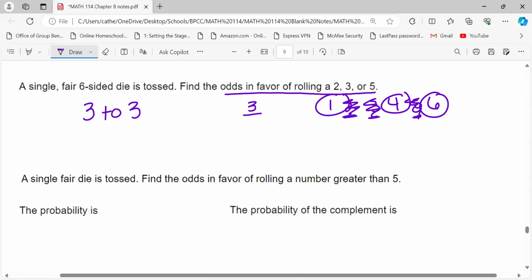Now, if you had that as a fraction, that's going to reduce to 1, which is 1 over 1. You do have to reduce these, put these in lowest terms. Okay, so it's a 1 to 1. So the odds in favor of rolling 2, 3, and 5 are 1 to 1.